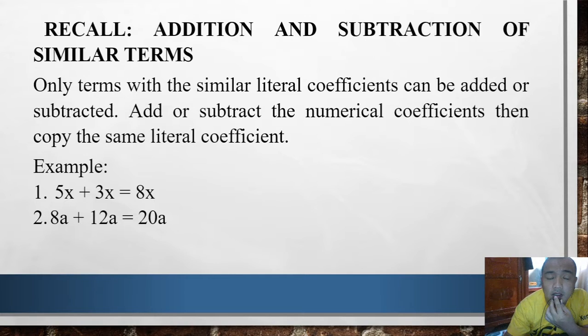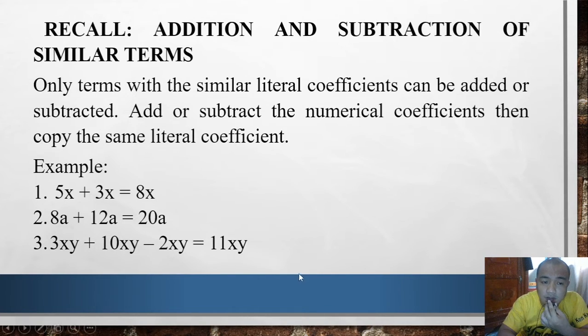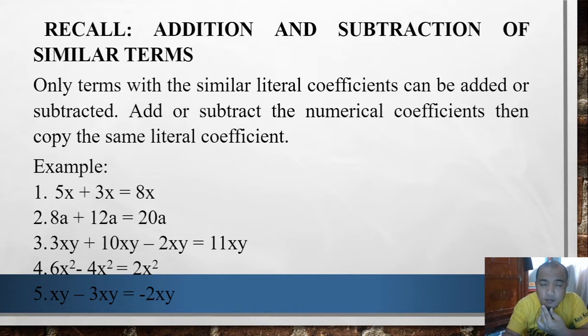8a plus 12a is equal to 20a. Okay, 3xy plus 10xy minus 2xy equals 11xy. 3 plus 10, 13 minus 2 is 11xy. Number 4, 6x squared minus 4x squared is equal to 2x squared. Subtract 6 and 4, x squared. Then xy minus 3xy is negative 2xy.